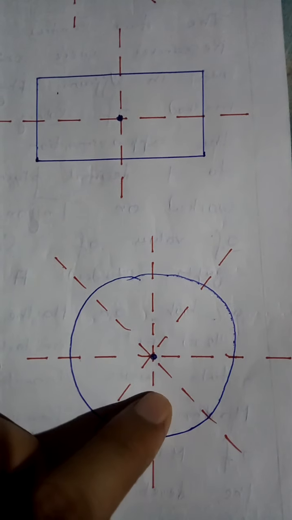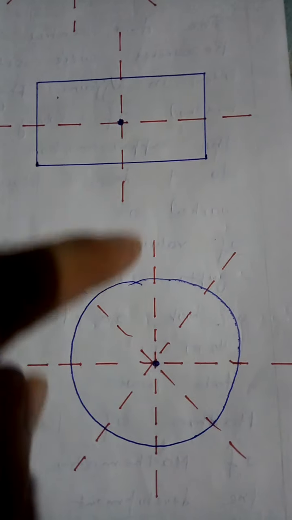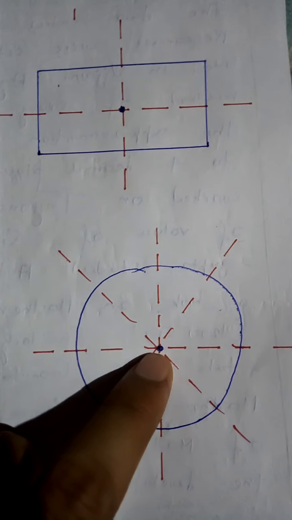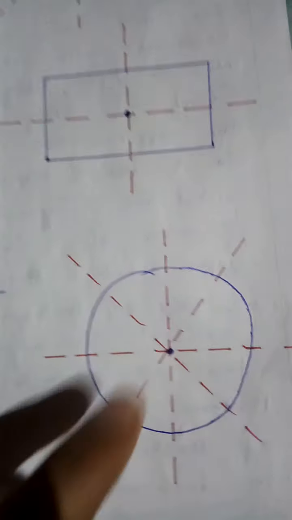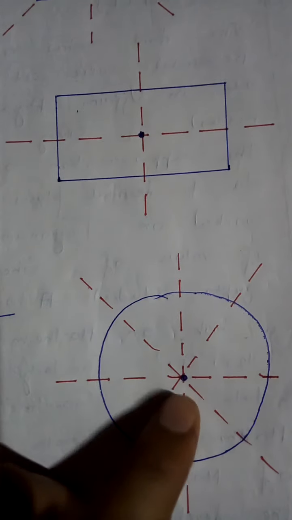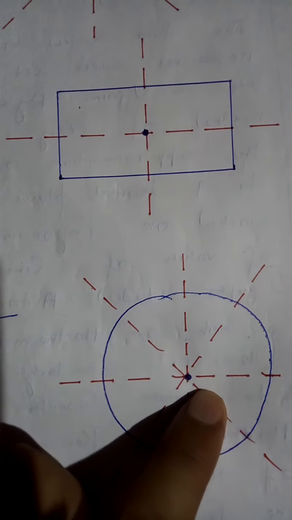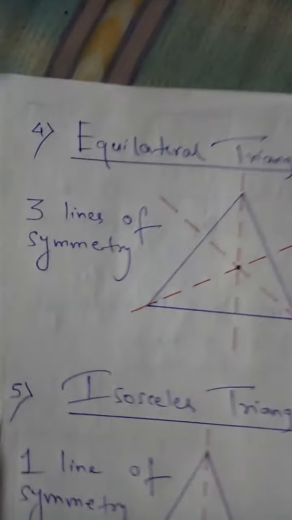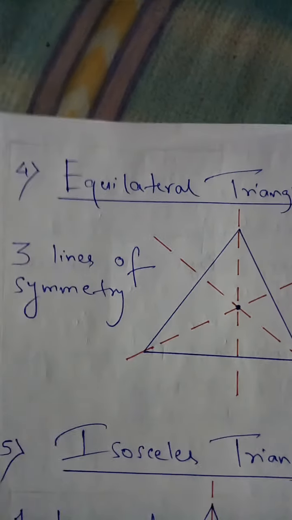Next first one is equilateral triangle. Okay, this one is equilateral triangle. Now what is equilateral triangle? All of you know, whose all the 3 sides are equal. How many lines of symmetry does it have? 3 lines of symmetry. And this is the figure. Okay, this is the equilateral triangle, 3 lines of symmetry and all pass through this point. This is equilateral triangle.